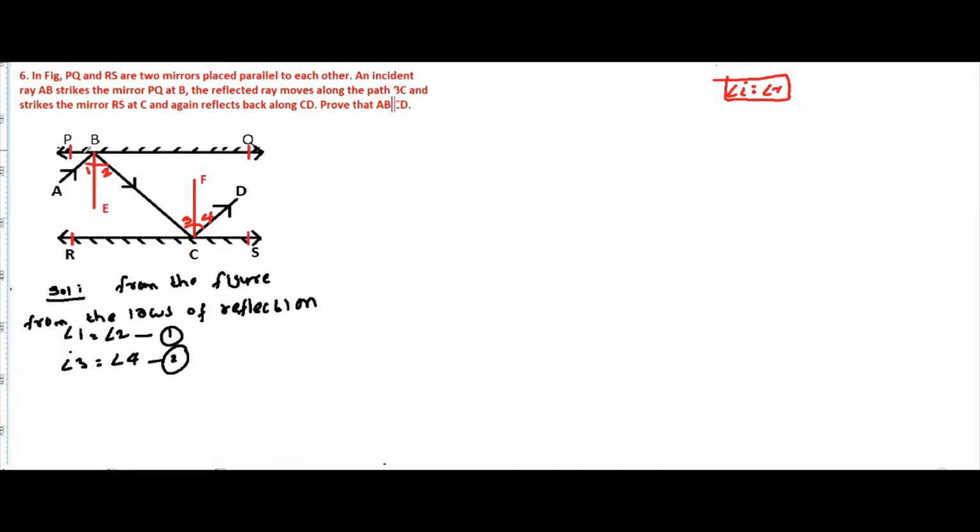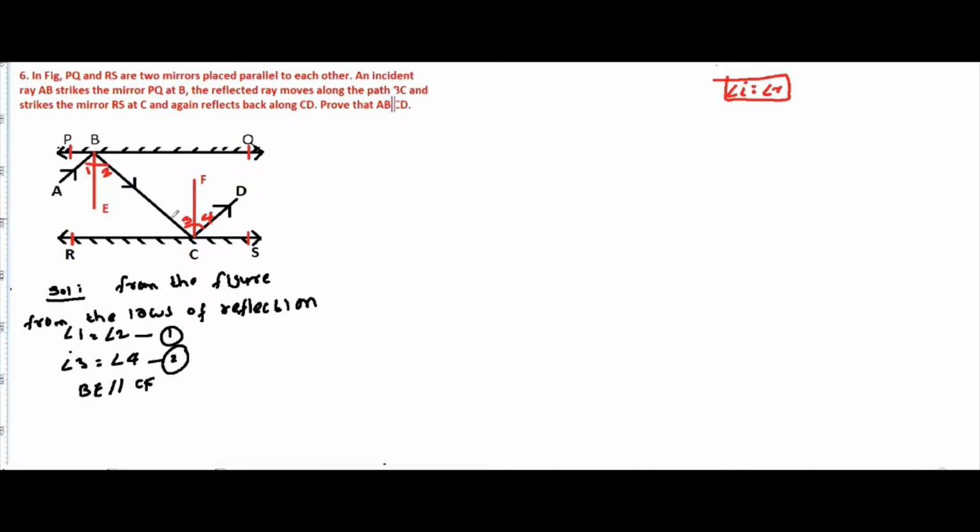Once again come to the picture. Here we have drawn BE perpendicular to PQ and FC perpendicular to RS. If any two lines are perpendicular to two parallel lines, then those perpendicular lines are parallel to each other. So we can say BE is parallel to CF. Once again come to the picture: if BE is parallel to FC, these two are parallel lines, and BC is a transversal line.